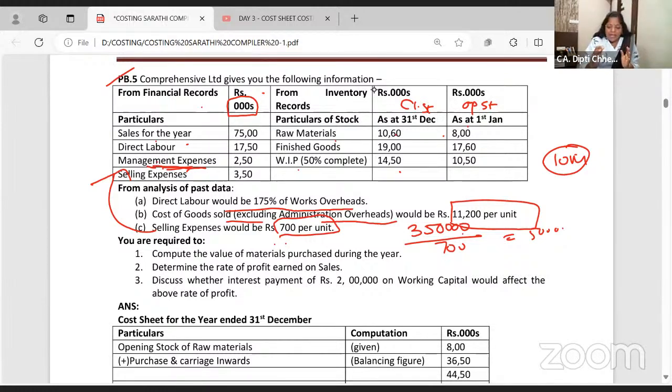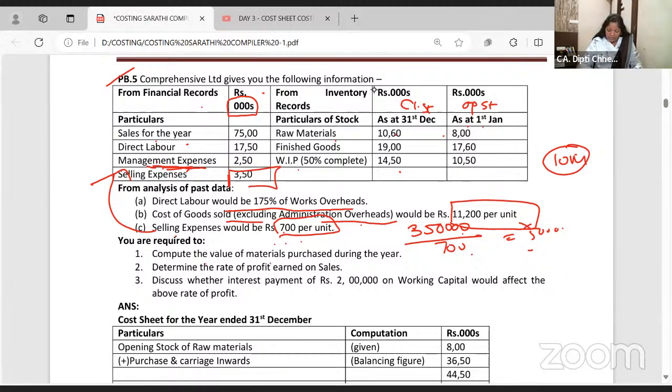What am I doing for the last 5 minutes, beta? I know that you also know how to read. I am reading with the mindset of the students, so please observe this. This is the feedback I have got from students, that you literally teach us how to read the question also. So I already gave the alert sign that this is opening, this is closing. Now if they give you selling expenses total and selling expenses per unit, can you get the number of units? Can you get the administrative overhead total?